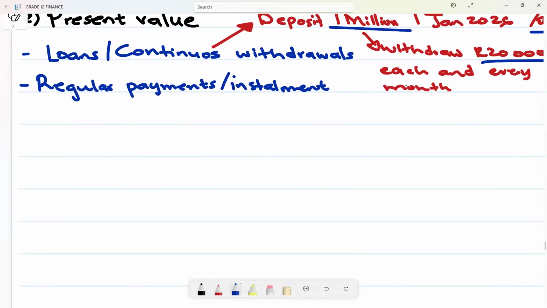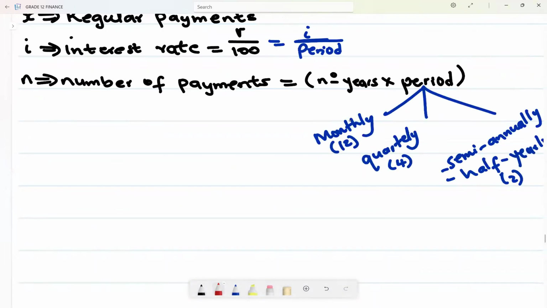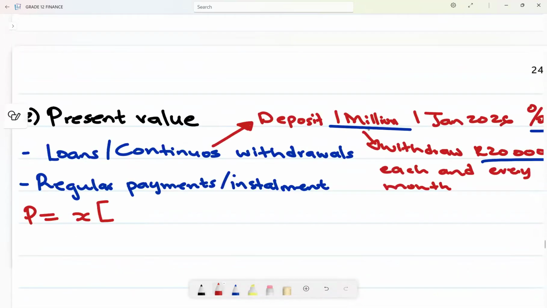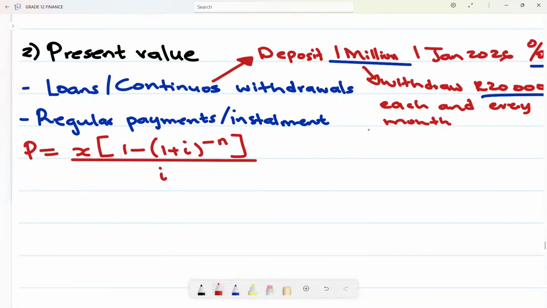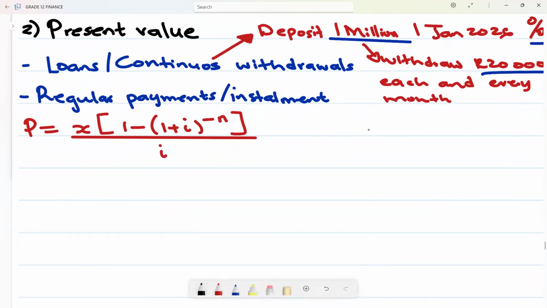Now, here's the formula for present value. P equals X, still with the 4. Instead of the original one, remember on this one we had 1 plus i to the power of n. So on this one, we say it is 1 minus (1 plus i) to the power of negative n. For a loan, it is negative n. And then divide by i. Please always consult your formula sheet, guys, the one that has the formulas.